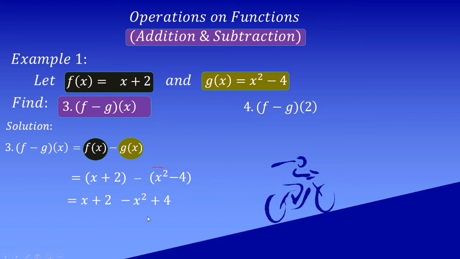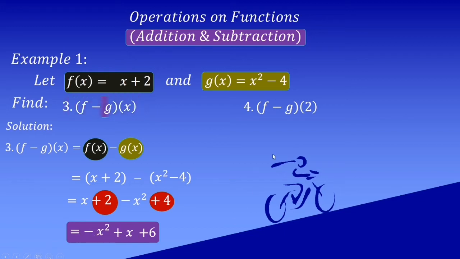Then combining like terms, we have the term by term analysis. So x and x squared, we cannot combine the two terms, so just copy negative x squared plus x. Maaari natin i-combine yung 2 plus 4, that is 6. So the difference of two functions, f and g of x, is equal to negative x squared plus x plus 6.